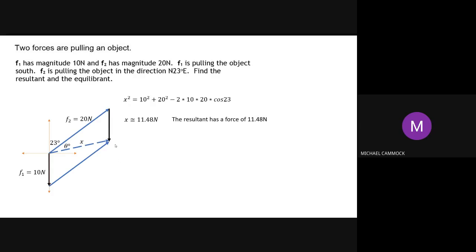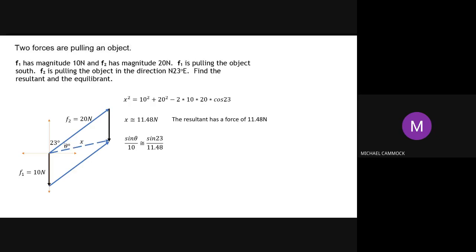I'm going to say, follow me now, that the sine of this angle here over the side opposite to it, which is 10, is approximately equal to the sine of 23, which is this angle up here, over the side that we just found, 11.48. It's not exactly equal because we rounded. Am I going too fast for us? Let me go over that again.